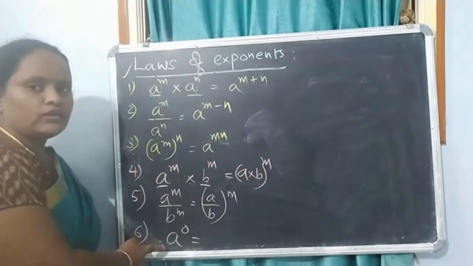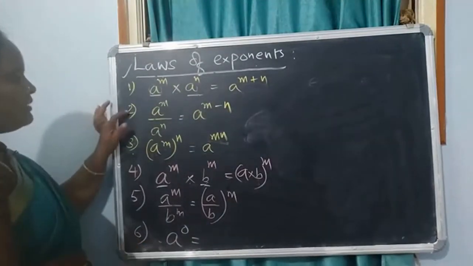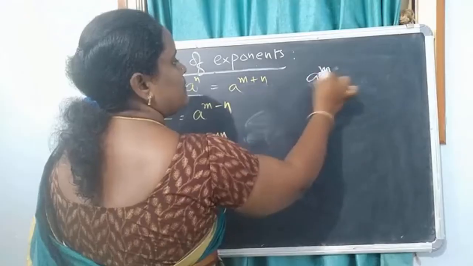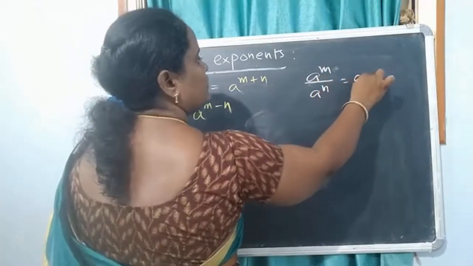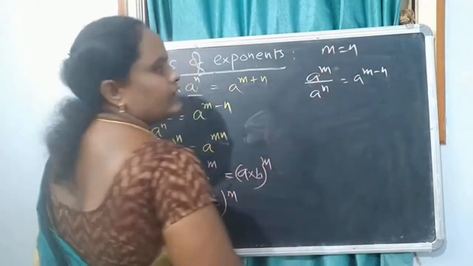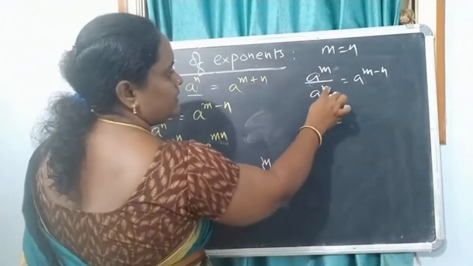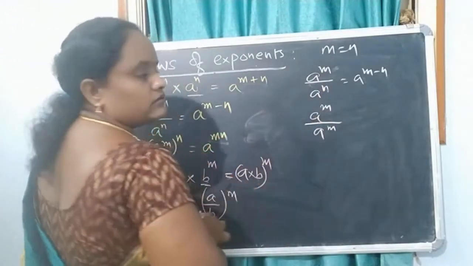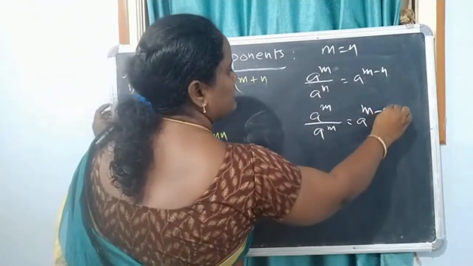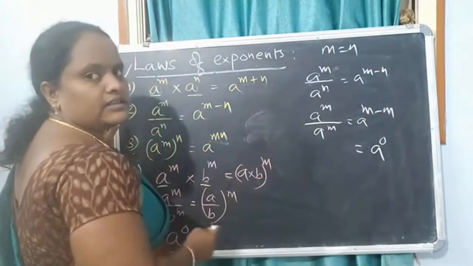Now let us move on to a power 0. What is a power 0? Actually, this sixth formula came from the second one only. a power m by a power n is equal to a power m minus n. What happens if we take m equal to n? In the n place also I am going to write m. So a power m by a power m is a power m minus m. m minus m is 0. So on the right hand side we have a power 0.